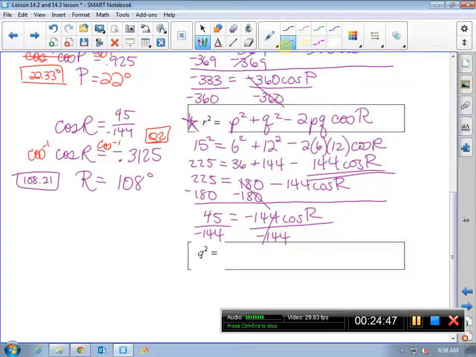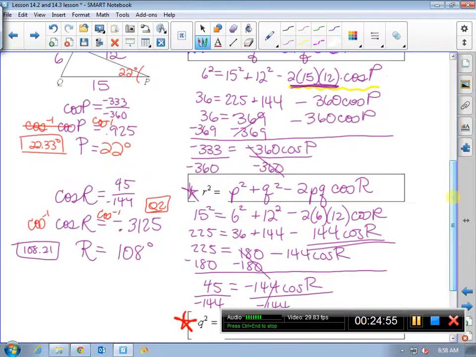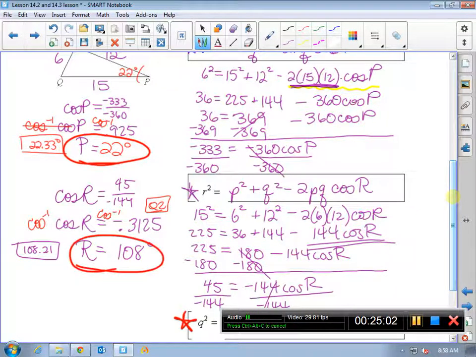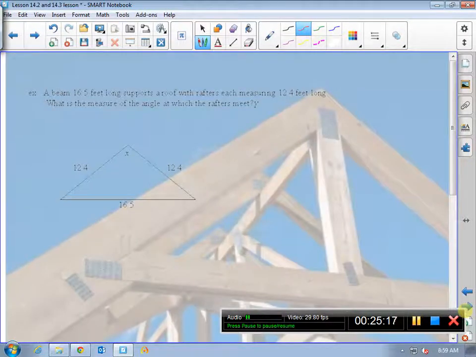So I will leave Q for you to do there. Q squared. Set up that law of cosines and see if you can get the third angle, realizing that angle P plus angle R plus angle Q should add up to 180 degrees. But I want you to do the work for angle Q to confirm that. Let's look at our last problem, and then we're done.